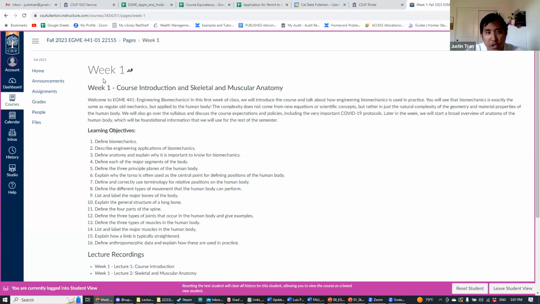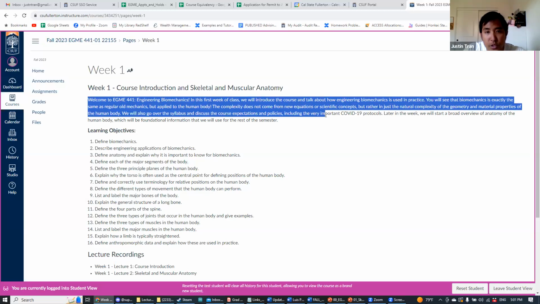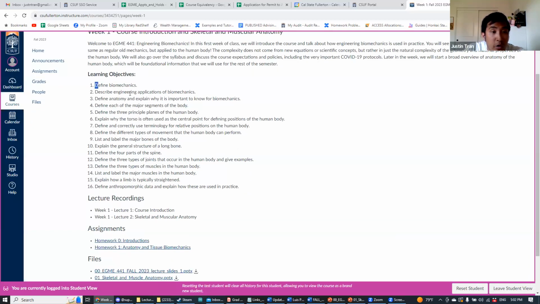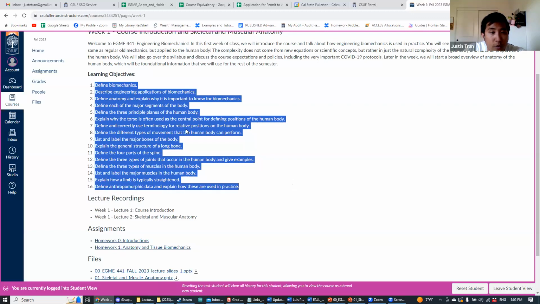Inside each of these weekly pages, and this is the page for week 1, you'll see that I've written the title for the week, what we're going to cover. I've written a description based on what we're going over for that week, as well as the learning objectives. So these are everything that we're going to go over this week.